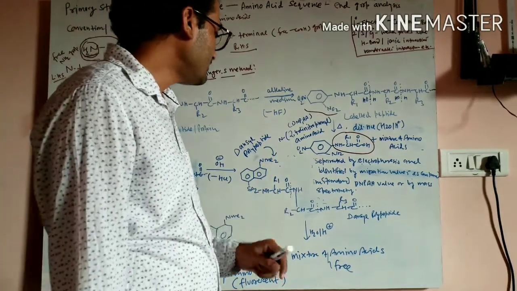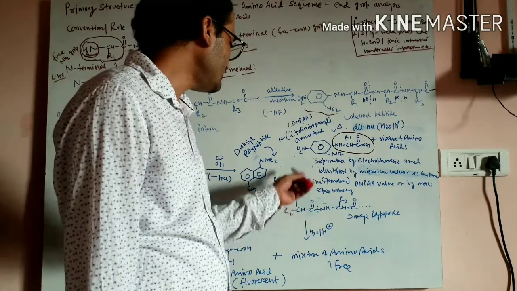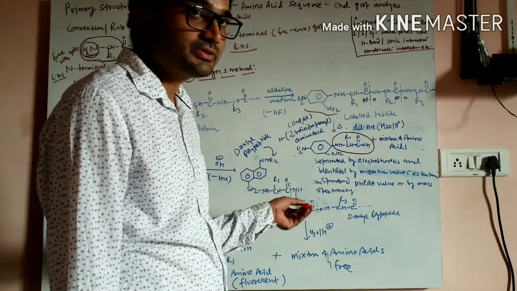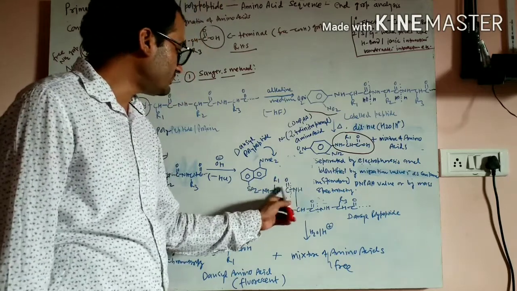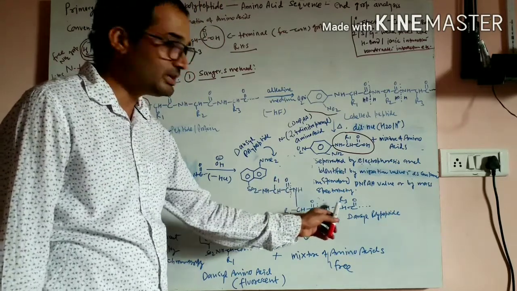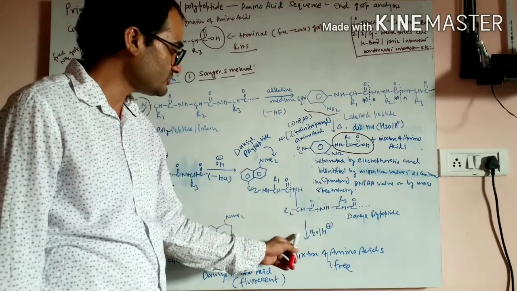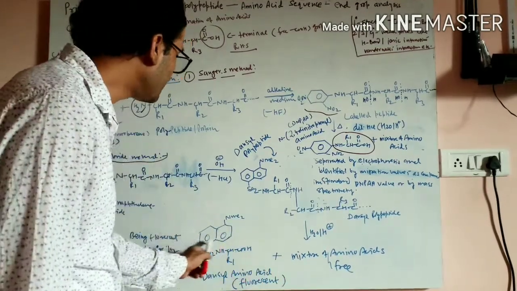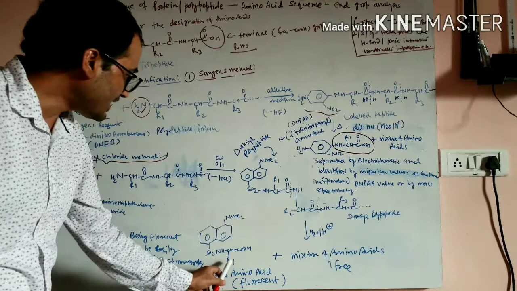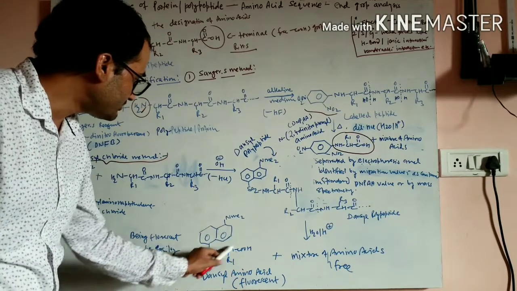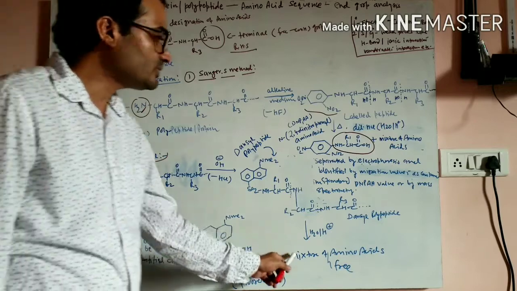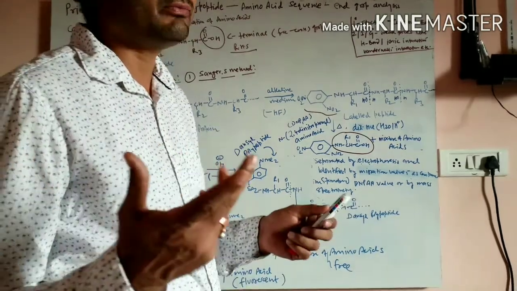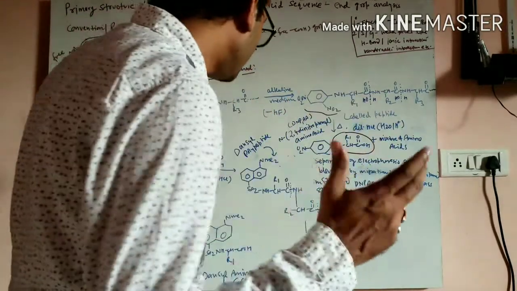After that, we will again hydrolyze the chain. Once it is hydrolyzed, the amide bonds will break. All the amide bonds will break under acidic conditions, and we will have what? This dansyl amino acid. This is the dansyl reagent. This is called the dansyl amino acid, plus a mixture of free amino acids. We will have a mixture of free amino acids in the solution.